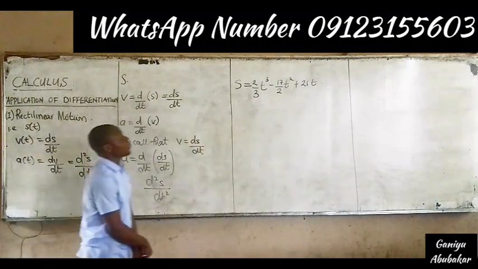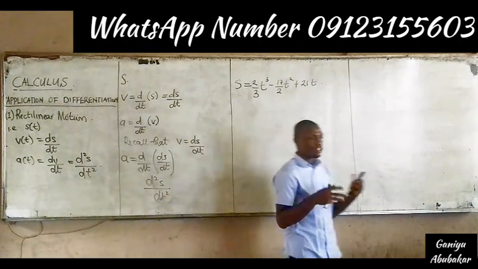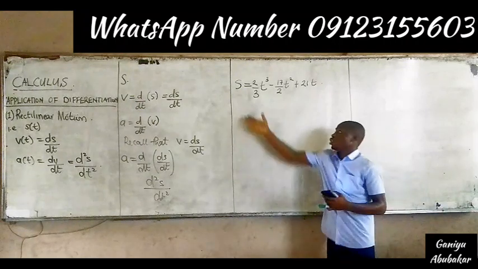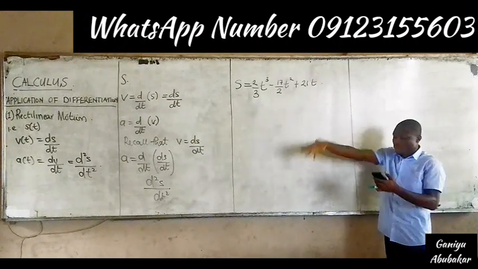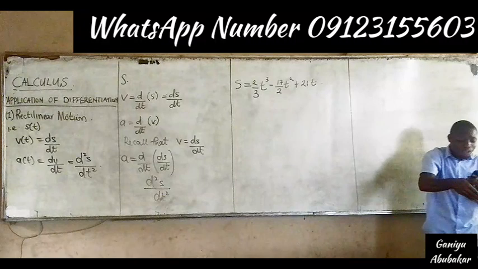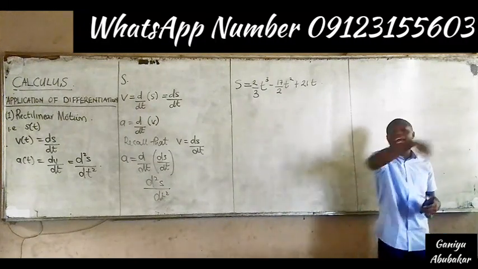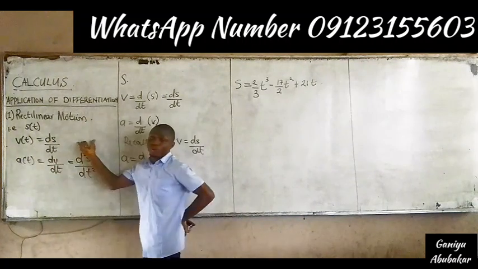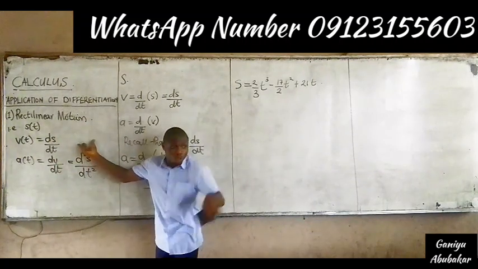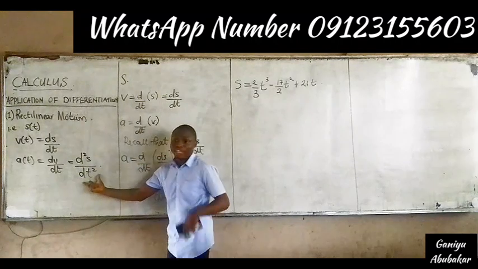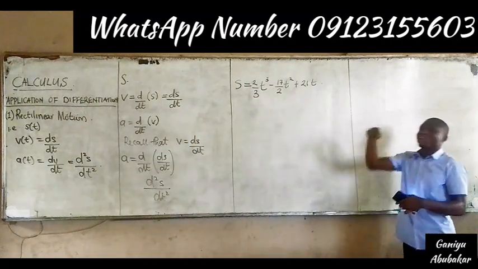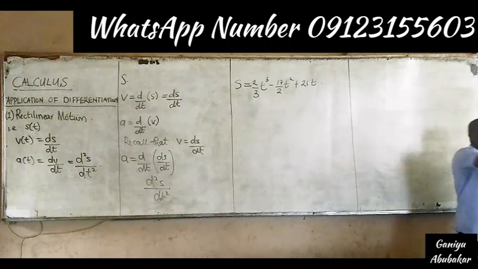Alright, let's solve the question together. First, from the question, I'm given this equation. So I'm going to find the velocity and the acceleration. Recall I said if you are given distance, to get velocity, differentiate once. To get acceleration, differentiate twice. In that case, let's get the velocity equation and acceleration equation.